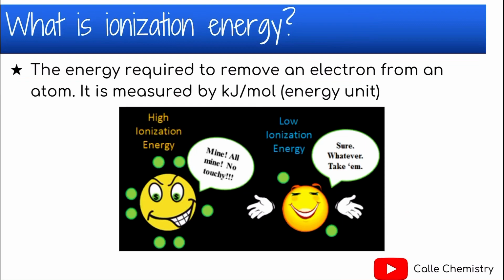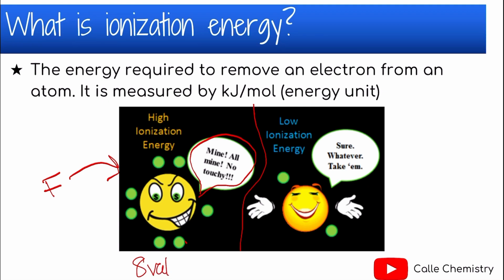So here we have an image of one atom that has a high ionization energy and another atom that has a low ionization energy. Let's take a look at the left. This atom has 1, 2, 3, 4, 5, 6, 7. So we can say that this atom represents fluorine. It has a high ionization energy. And the caption reads, "Mine, mine, all mine, don't touch. No touchy." And the reason for that is because it's so close to having 8 valence electrons. It's one step away. So it doesn't want to let go of its electrons because it's one step away from where it wants to be.